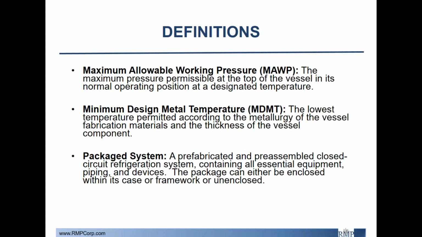Getting into the definitions, some are reminders from past parts of this series and some are new. Maximum allowable working pressure is a maximum pressure permissible in the vessel during normal operations at the design temperature. This is information provided by the manufacturer, tested and certified for the equipment. Minimum design metal temperature is the lowest temperature permitted for the metallurgy of a vessel, and this comes in with the fabrication and the composition of the metal itself. Again, it comes from the manufacturer and should be part of the information that comes during purchase.